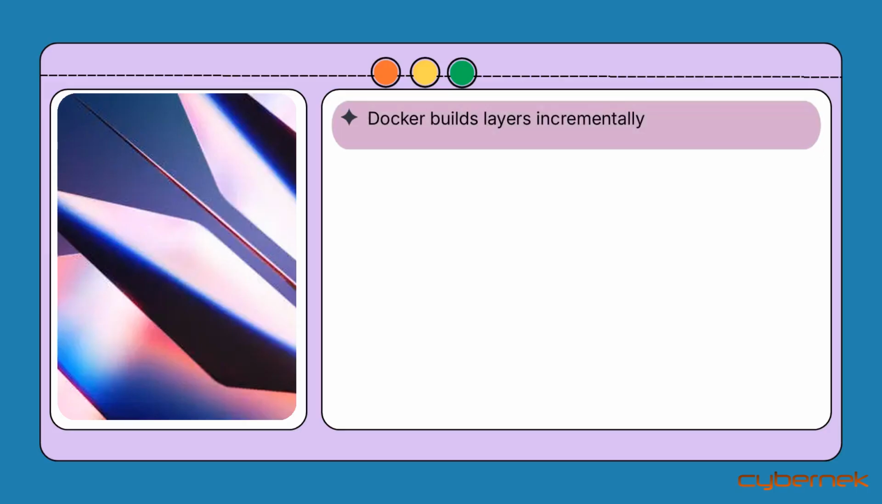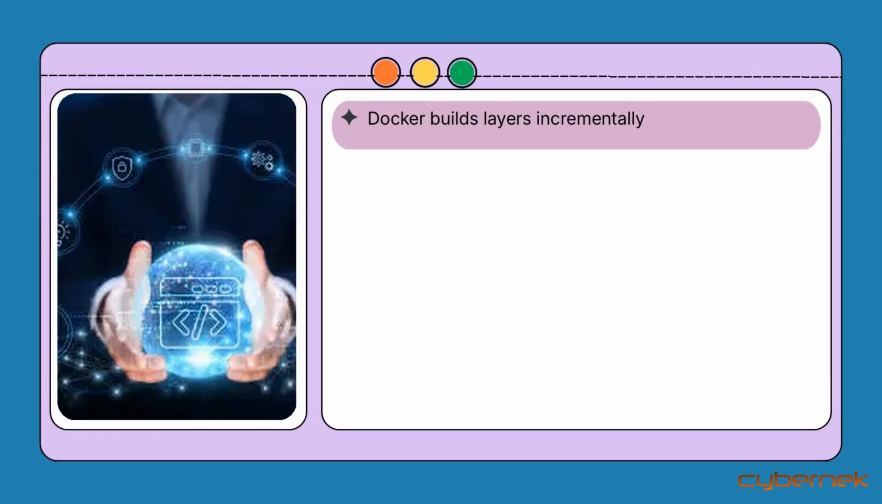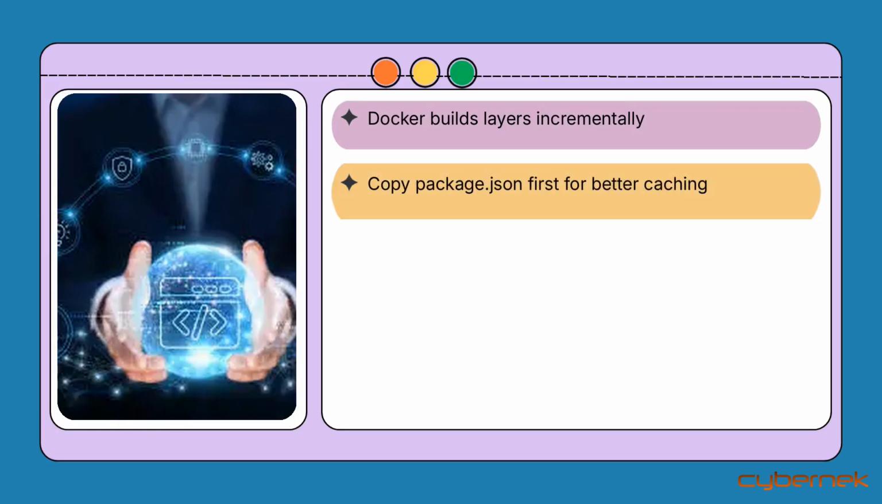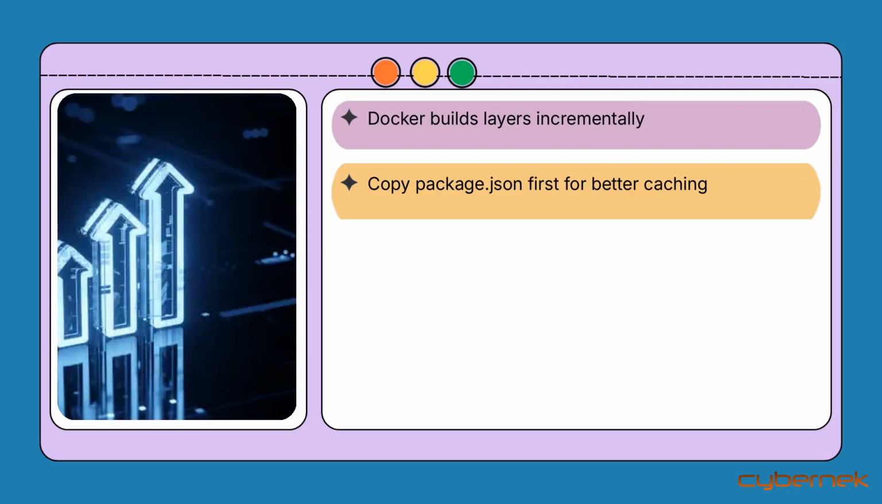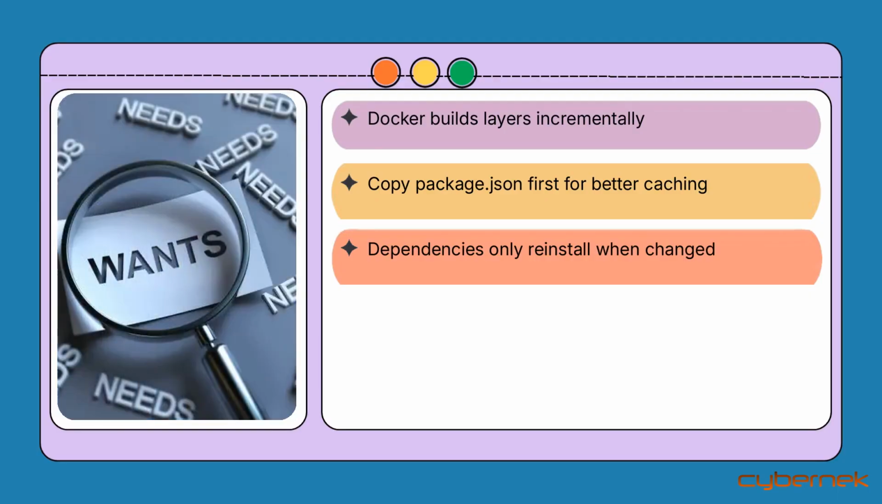The key insight here is that Docker builds layers incrementally. By copying package.json first and running npm install before copying your source code, you ensure that dependency installation only happens when your dependencies change, not every time you modify your application code.